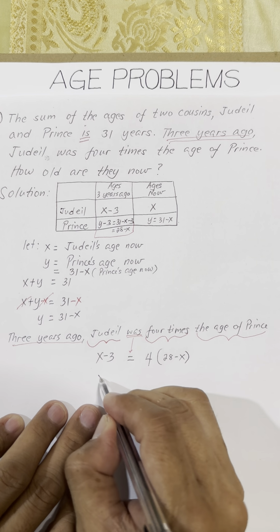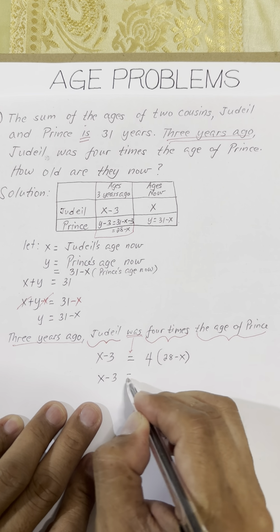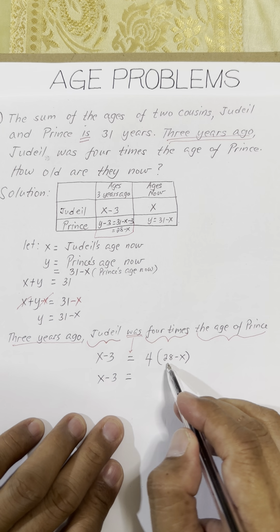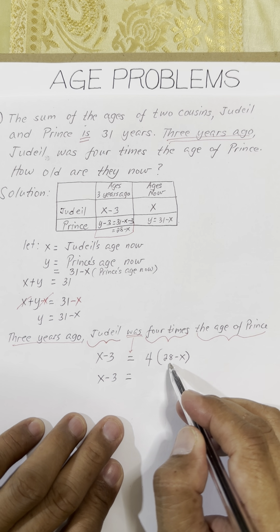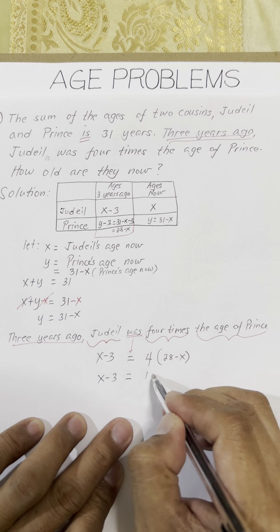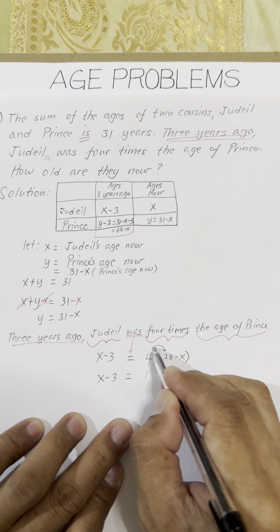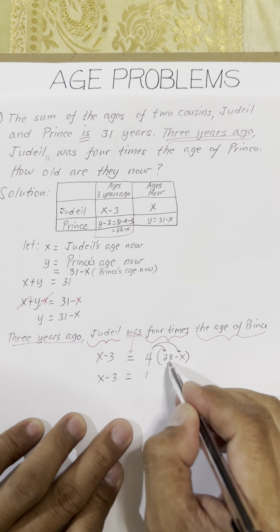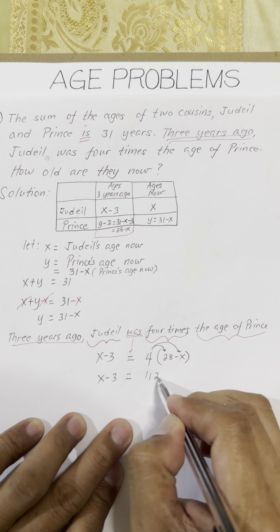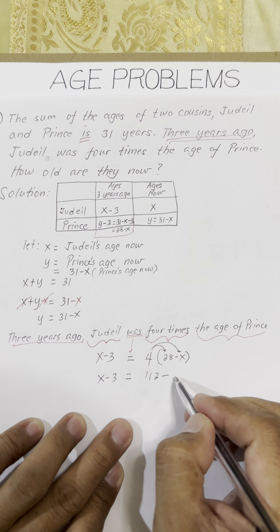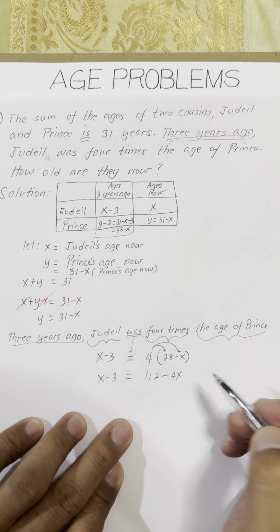So simplifying this equation, X minus 3 equals 4 times 28. 4 times 28 is 100. So apply distributive property of multiplication. So 4 times 28 is 112. Then minus 4 times negative X is negative 4X.